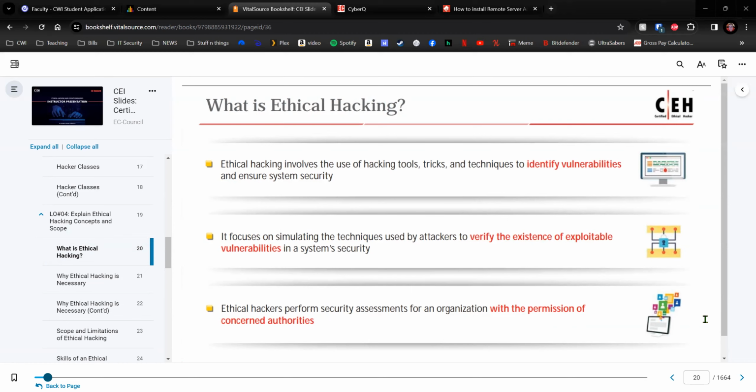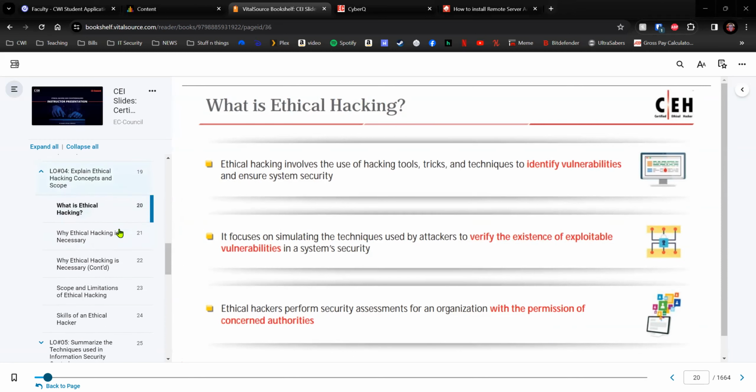Ethical hackers perform security assessments for an organization with the permission of the concerned authorities. That is a huge thing. Always make sure that you have permission, written, backed up permission, so that if you are out testing things and someone doesn't realize that you're working for them and you get in trouble, you can point to your piece of paper or what have you.